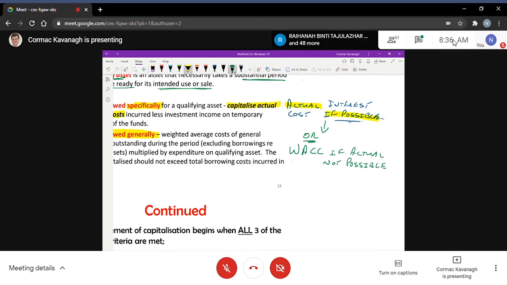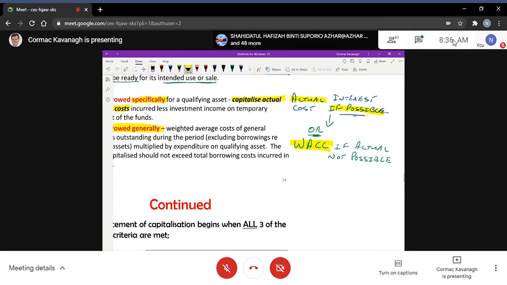So we're familiar with calculating weighted average cost of capital in finance. It's exactly the same approach. We're going to look at a question in a little while where we're going to have to calculate exactly that, the weighted average cost of capital.